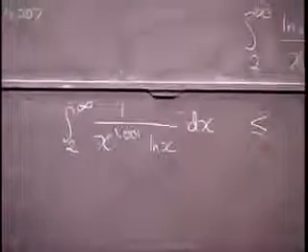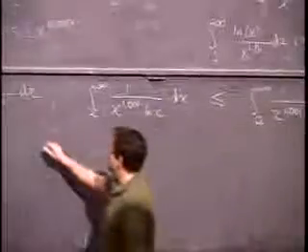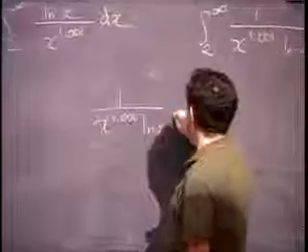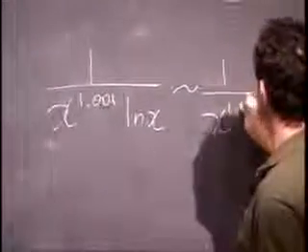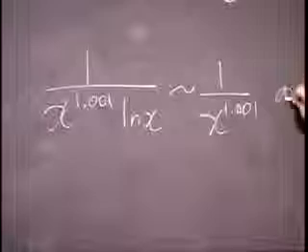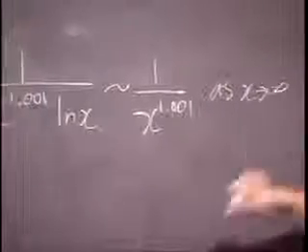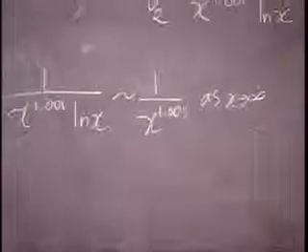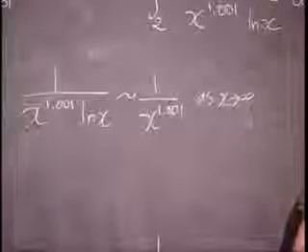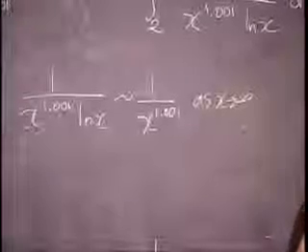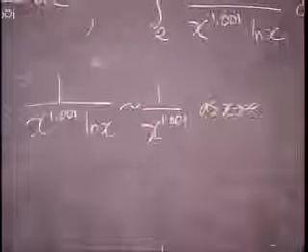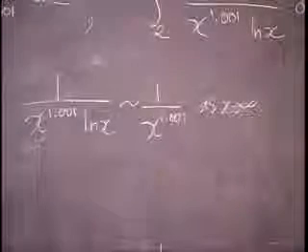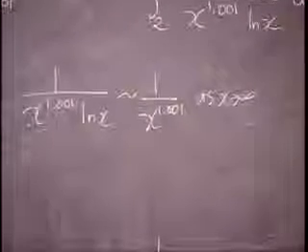The question is, why not just say 1 over x to the 1.001 log x is asymptotic to 1 over x to the 1.001 as x goes to infinity? Who thinks that's correct? Okay, who thinks that's incorrect? Who doesn't think? Wow. Most of you don't, not only do you not know which one it is, but you actually don't even know if you're thinking. Dear, you've got a lot of work before this exam tomorrow.